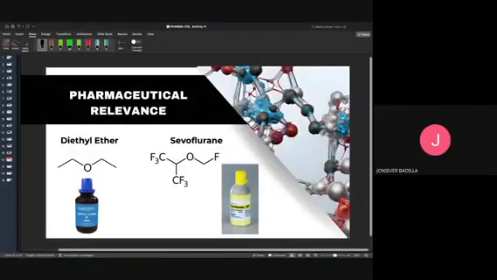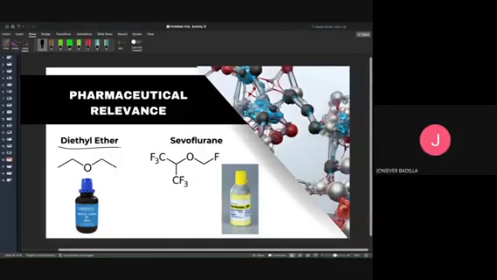Next would be the pharmaceutical uses or relevance of ether, the same as what we've been discussing for the previous functional groups, they too will again be found in your pharmaceutical compounds. Conventionally, your ether is utilized as an anesthetic. However, since ether compounds are susceptible to significant toxicological effects, they are no longer used in the modern healthcare system.